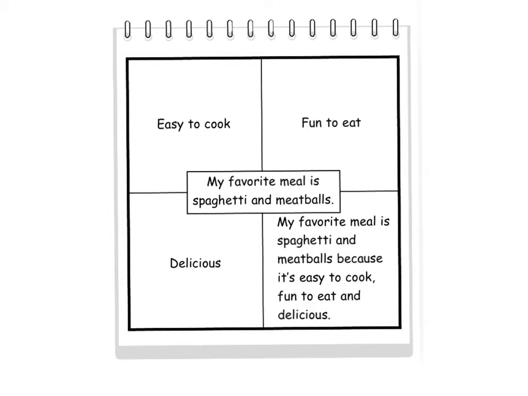So in this example, the claim is my favorite meal is spaghetti and meatballs, and then their 3 reasons are it's easy to cook, it's fun to eat, and it's delicious. And look, they still have the wrap-up sentence that's just changed a little bit because now it says my favorite meal is spaghetti and meatballs because it's easy to cook, fun to eat, and delicious.